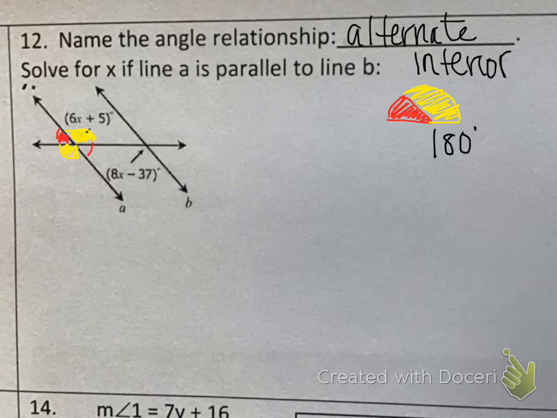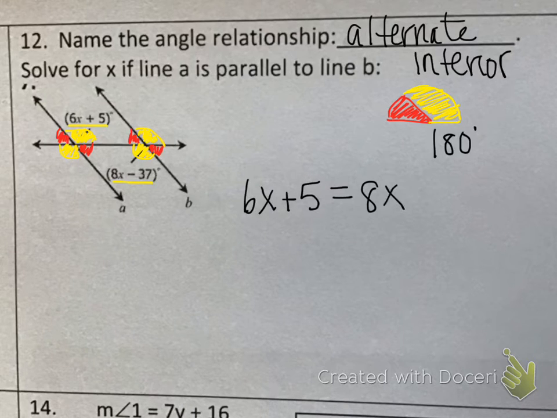Once I color in this pattern in the first group of 4, it should be identical to the next group of 4. So this would be the location of my red angles, and then this would be the location of my yellows, my obtuse angles. Now if I look at my picture, I notice that the 6x plus 5 lands on yellow, and the 8x minus 37 also lands on yellow. So I know that they are congruent. In other words, their measurements should be identical. Therefore, my equation would be 6x plus 5 is equal to 8x minus 37.